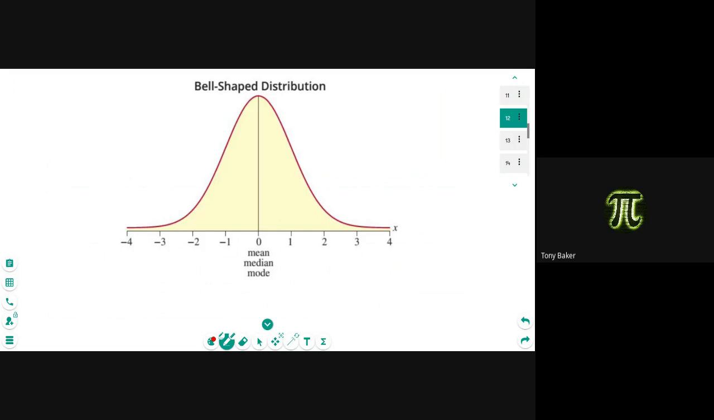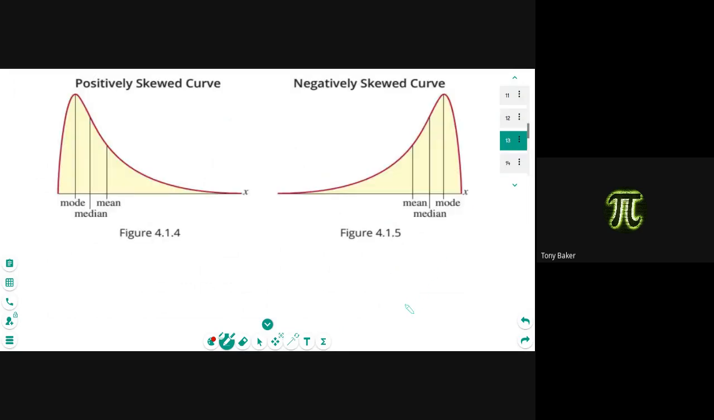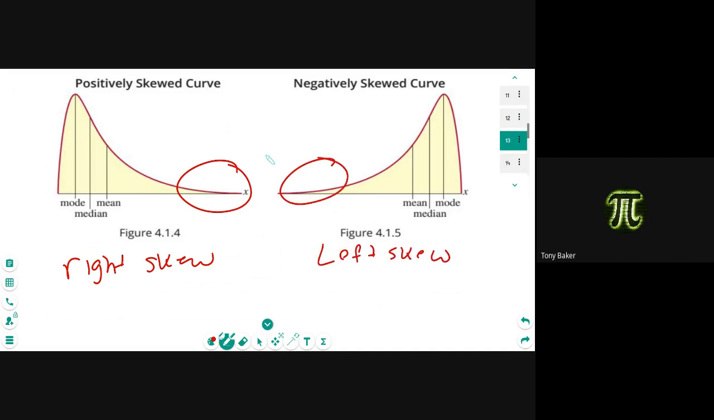Not everything is going to be a perfectly shaped bell curve, though. We have skews. We talked about it, was it last class or the class before? We had the right skew and the left skew. And I told you I'd explain why. So this right here is a right skew, right? Because we're looking at the tails, correct? And this is left. Because again, we're looking at the tails.